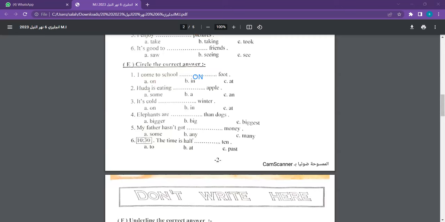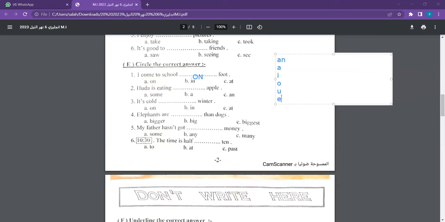Okay, good job. Huda is eating dash apple. Some apple, a apple, an apple. Which one is right? A apple. Are you sure? Just a minute. I use a with all words which begin with other letters, okay? But I will put an with words which begin with a, i, o, u, and e, like an elephant, an umbrella, an ox, and an insect, okay?